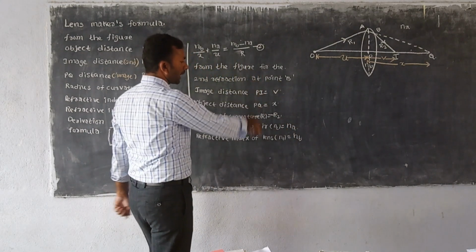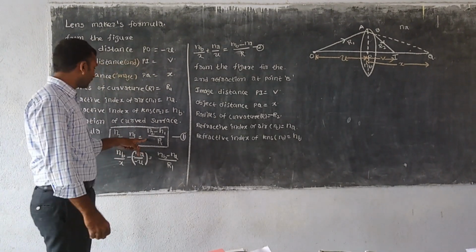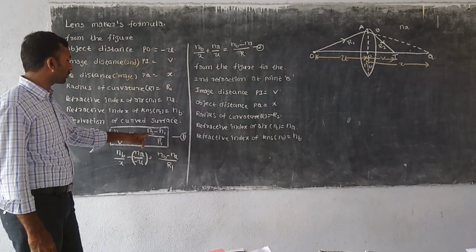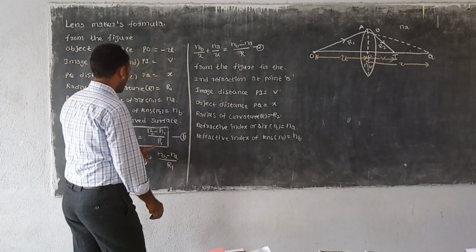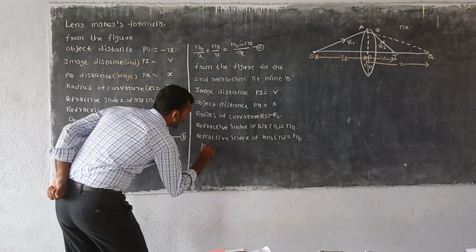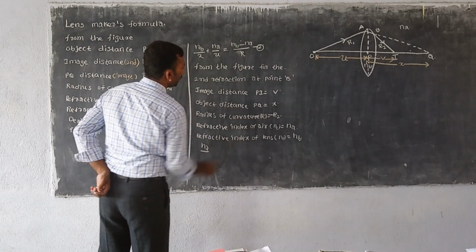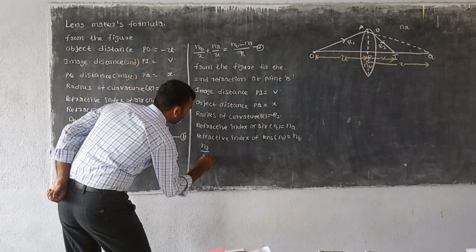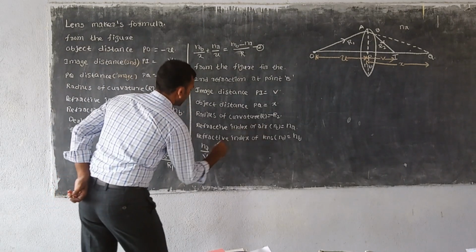Again write these values in equation 1, the derivation of curved surface formula: N2 by V minus N1 by U equals N2 minus N1 by R. Substituting these values, what do we get? N2 means Na, so Na by V, where V is the image distance, minus N1. What is N1?